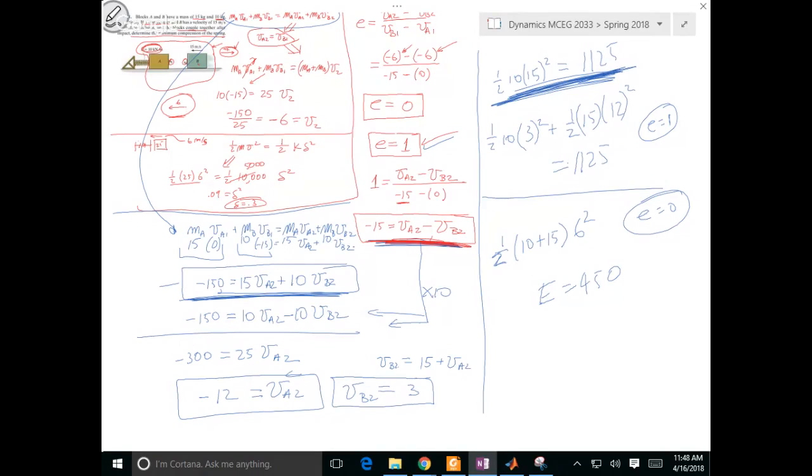So the final kinetic energy with E equal to 0 is 450, but the initial was 1125. And with E equal to 1, it maintained the same exact energy. So I'm done. We can start over next time. And along the way, we'll talk about what the final test is going to be. So maybe in a couple of days, maybe next week.